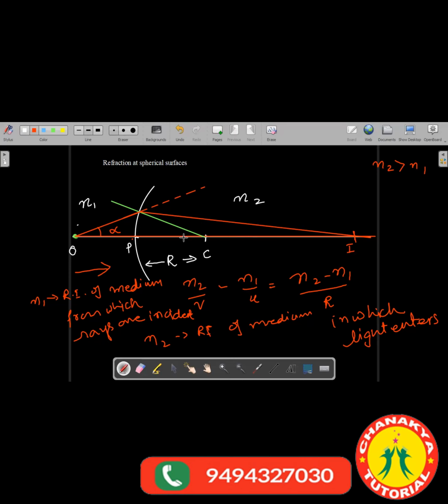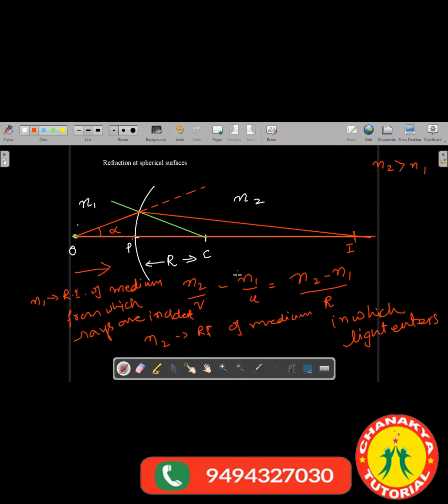If the ray of light enters from N2 to N1, then in that case we will have the radius of curvature to be negative. So every time while applying the formula, we must check the sign conventions. Now the next one is the lens maker's formula. The lens maker's formula is also related to something like this only.